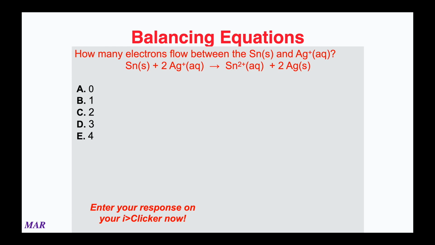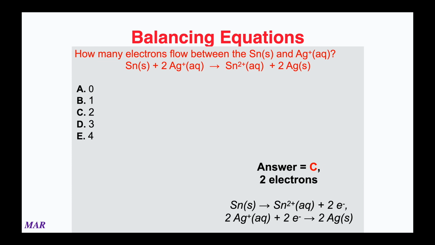But you can also do this from the silver's perspective. Silver plus is going to silver. So silver plus must gain an electron to become silver. But notice the 2 right there. You need 2 electrons to combine with 2 positive 1 silvers to make 2 silver metals. So there's a factor of 2 going on. Tin is losing 2 electrons, and because of that big stoichiometry of 2, the silver pluses are gaining 2 electrons. 2 silver pluses are gaining 2 electrons to become 2 silvers. So any way you look at it, this is going to be a 2 electron transfer.